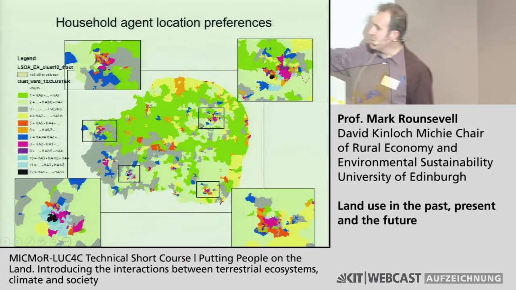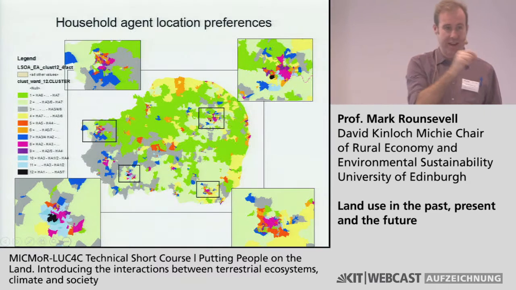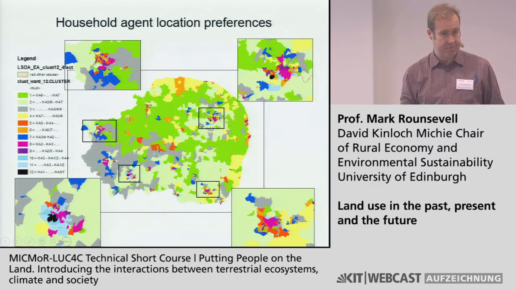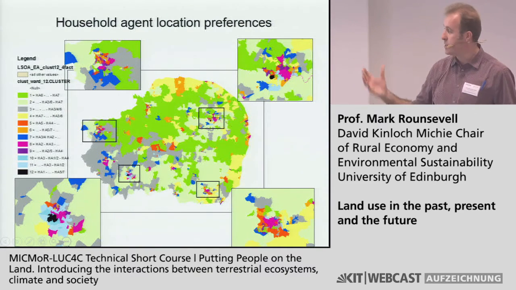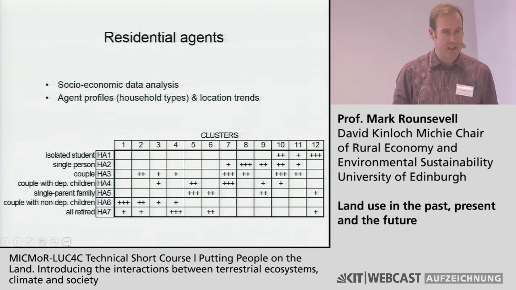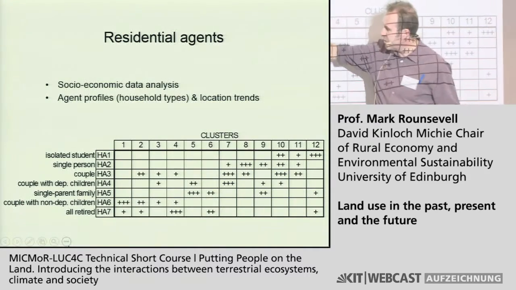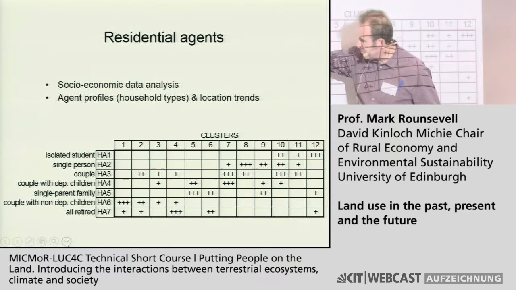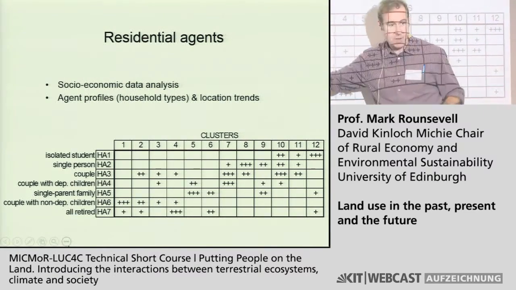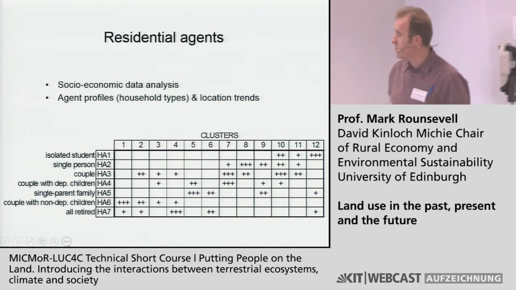What we're trying to understand is, where do people live? What are the choices that people make about where they choose to live? Because that ultimately affects the pressures on new urban development. We want to try and understand those processes. So we did a PCA and a cluster analysis to create this table. We got a range of household types: an isolated student, single people, couples with dependent children, single parent families, couples with non-dependent children, and retired people. So that's a typology of household types which we can interpret from the data.